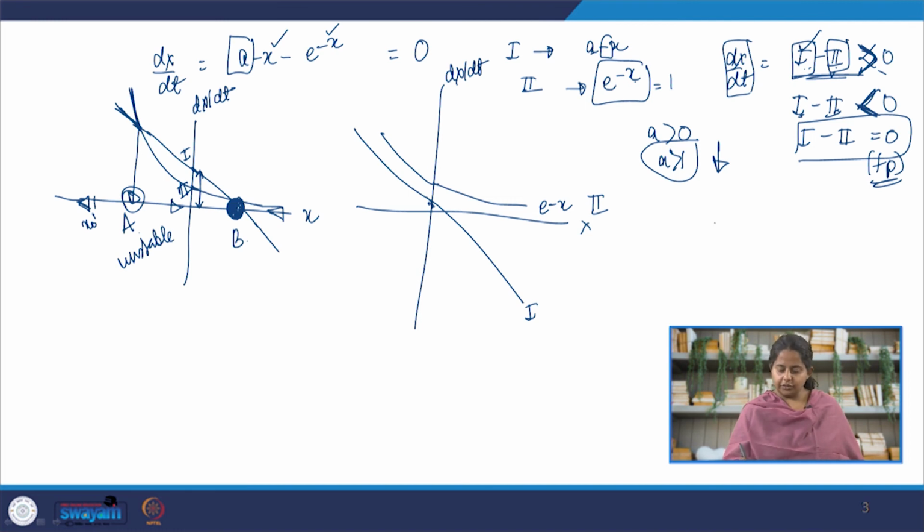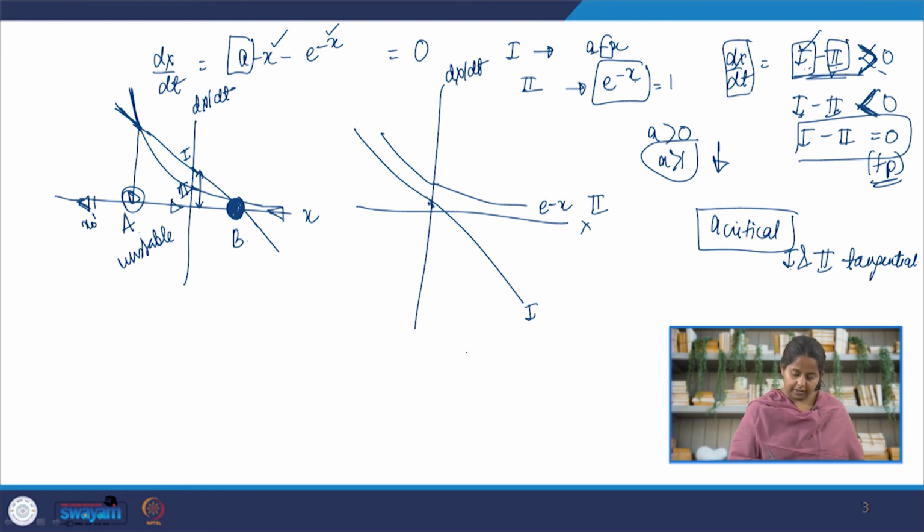So what we need to do is find that a critical. At what value of a is the line tangential to the curve, and how does the stability of that particular point look when they do meet. Since the line and the curve are going to be tangential, two conditions are going to be met. The first condition is that they will have exactly the same value, which means a minus x will be equal to e to the power minus x. The second condition would be that their slopes would be the same.